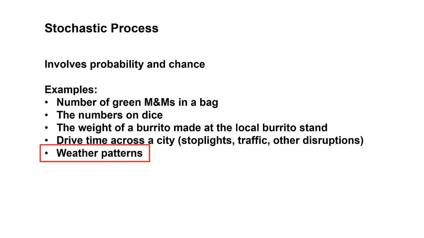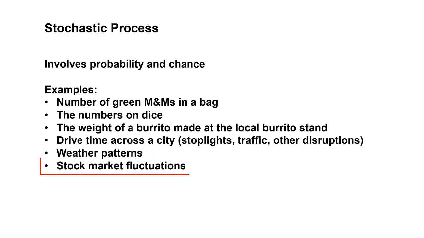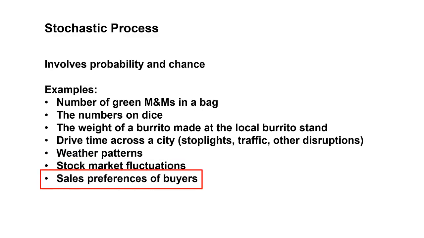Weather patterns obviously are very stochastic. There's all sorts of uncertainty, probability, and chance involved with those. Stock market fluctuations, highly variable, lots of probability and chance involved. And if you took buyers who, on paper, look exactly the same, with the same demographics, age, and salary, sales preferences are going to be completely variable. And so that's another thing that's a stochastic process.